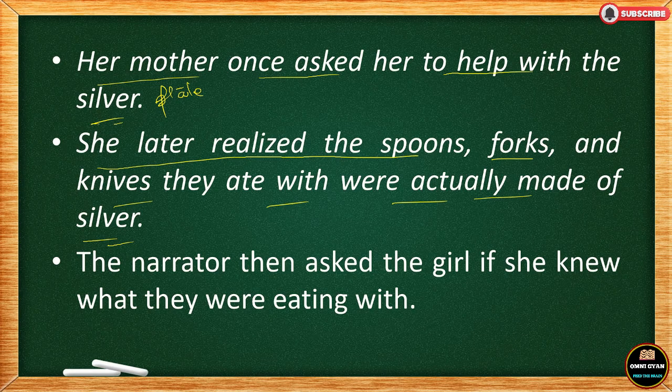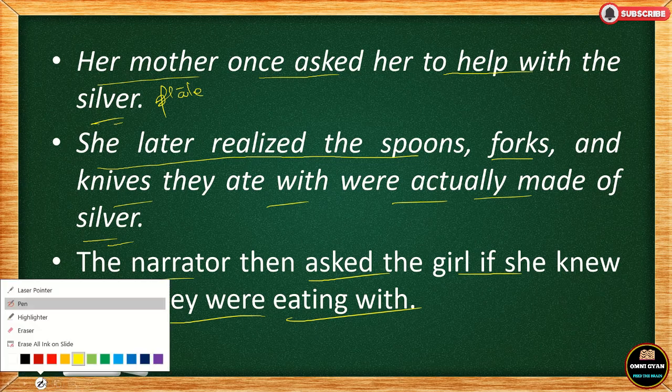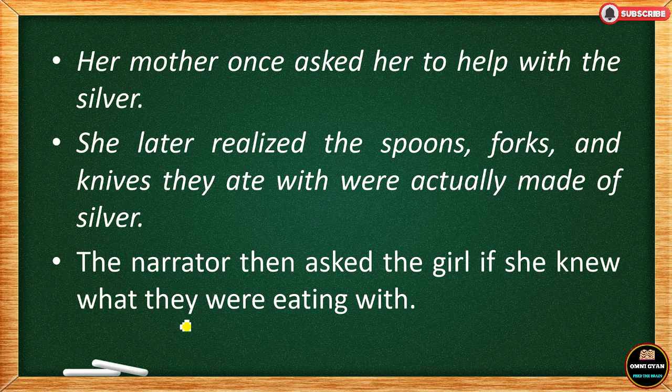That मेरी माँ ने भी कहा था, my mother also asked once to put the plates on the table. These were the same plates. ये वही plates थी. And the spoons also, the forks also actually, it was exactly like this only that you are holding right now. So it was a pun. It was a kind of an insult, indirect insult that intentionally was made by the narrator to the girl. So the narrator then asked the girl if she knew what they were eating with. So narrator ने लड़की से पूछा कि what do you use to eat food? खाना खाने के लिए तुम लोग क्या इस्तेमाल करते हो?